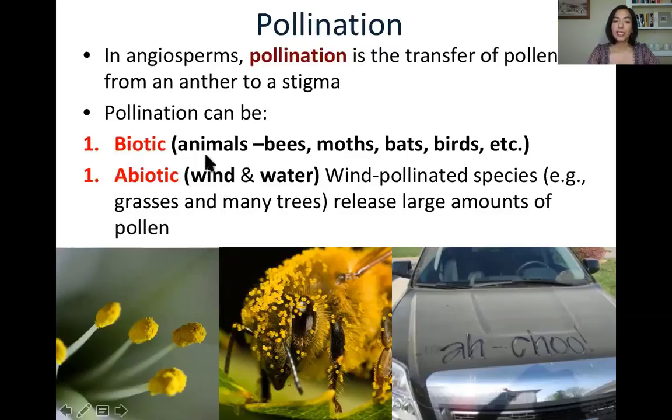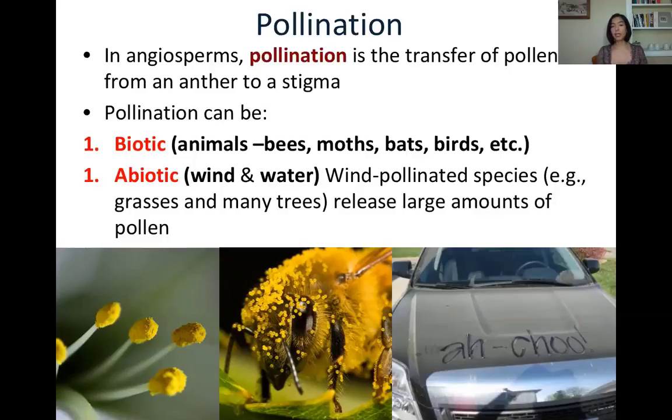But there are other things that can disperse pollen, and so animals do that. So bees, moths, bats, birds, ants, other animals carry the pollen around. Abiotic factors can also transfer the pollen, and those are non-living things such as wind or water. And the wind pollinated plants will disperse them into the air. And if you are allergic to pollen, you know what I'm talking about. You might be very sensitive to this adaptation of angiosperms.